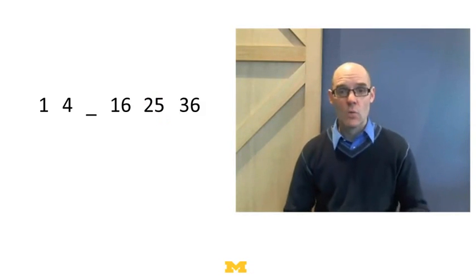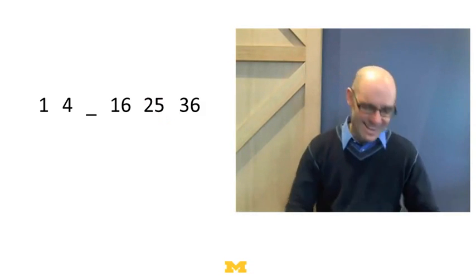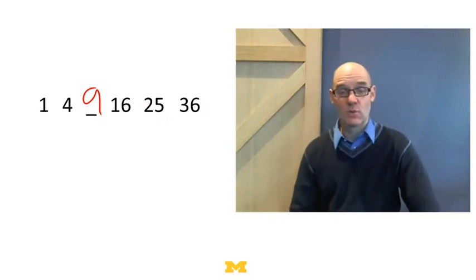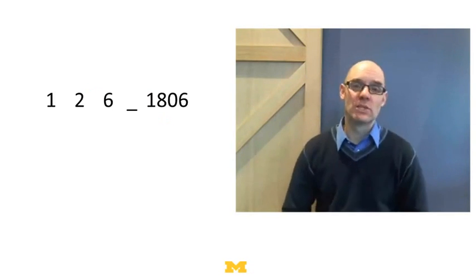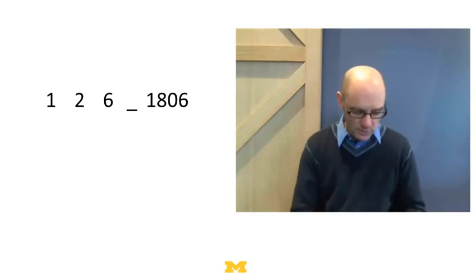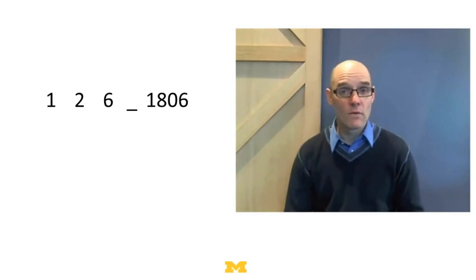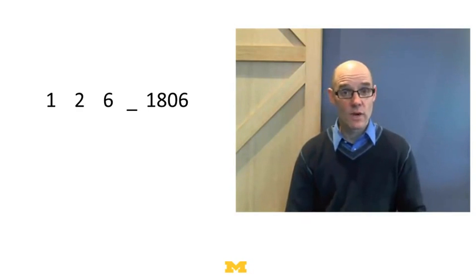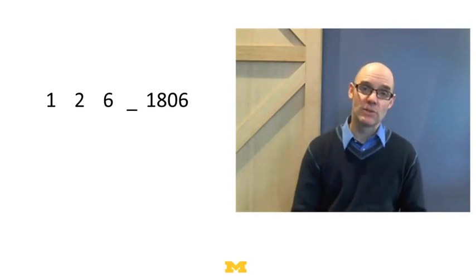Here's another one: 1, 4, blank, 16, 25, 36, right? The answer here is 9, and this is just squares. They can also come up with very hard ones: 1, 2, 6, blank, 1806. Now, I don't put this on here to make us not feel intelligent. I just want to show you that these can be hard, and I want to show the power of recombination. The first one, which was very easy, required subtraction. The second one, which was harder, involved squares. This one, which seems almost impossible, just requires combining those two techniques.